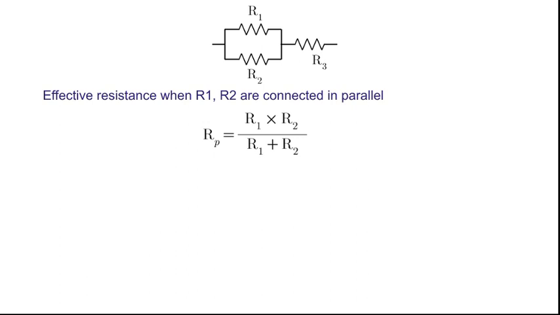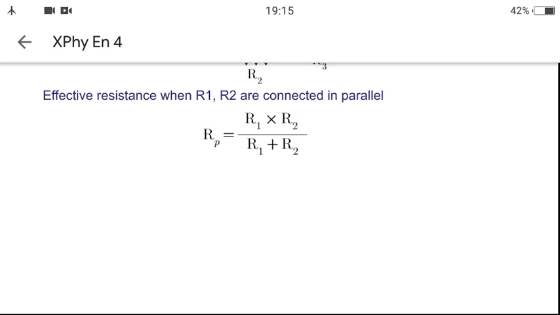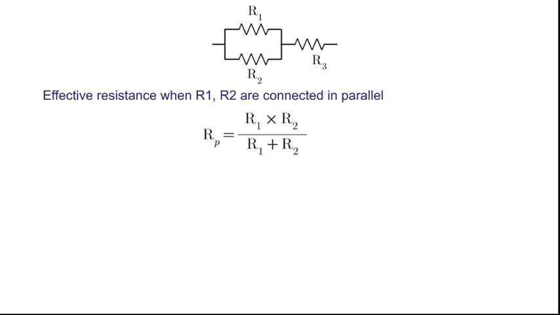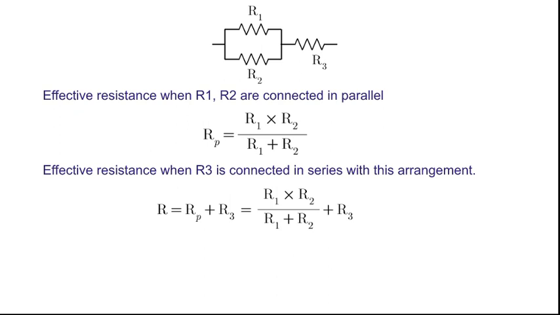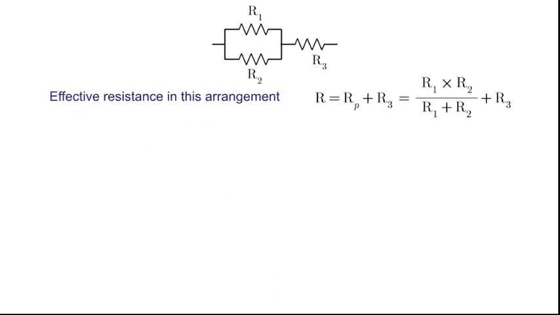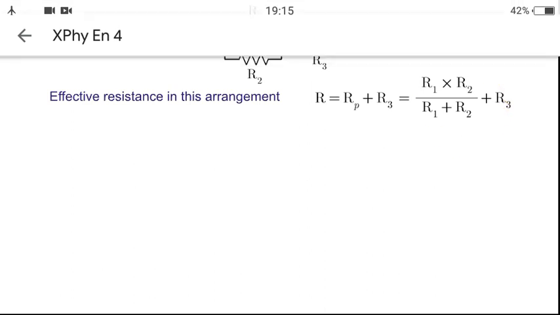Let us consider R1 and R2 alone connected in parallel. The effective resistance will be R1 R2 divided by R1 plus R2. We have already studied this: R parallel will be equal to R1 into R2 divided by R1 plus R2. With this arrangement, the third resistor R3 is connected in series. Now the effective resistance becomes Rp plus R3. That is, the effective resistance in this arrangement is equal to R1 R2 divided by R1 plus R2, plus R3.